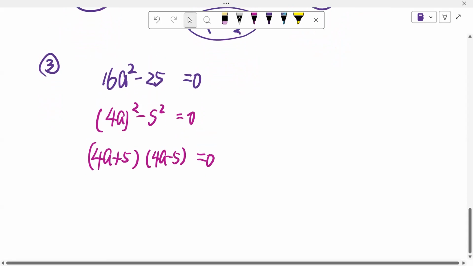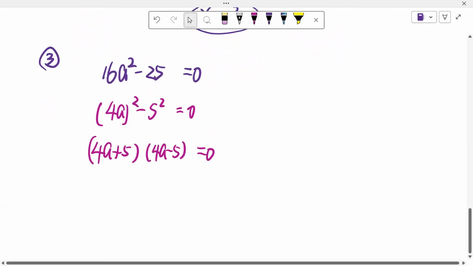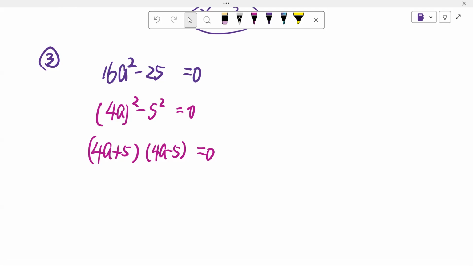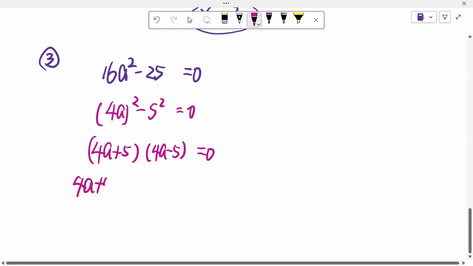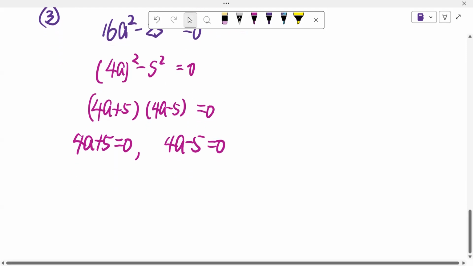And from there, we just use the zero factor property, right? So factor first, factor the difference of 2 squares, and solve for the unknown. 4a + 5 equals 0, 4a - 5 equals 0. Now we solve for a. Subtract 5, 4a equals -5.